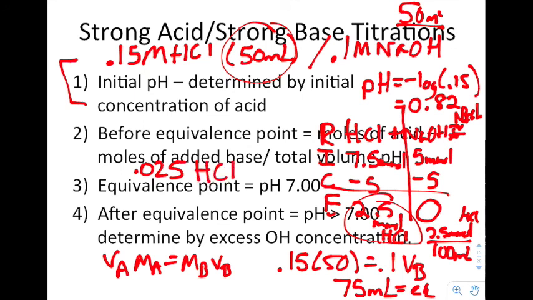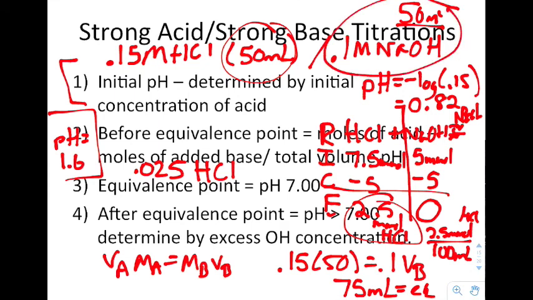Once you know this, now you can say this will dissociate completely. pH equals the negative log of that, so you'd say log of 0.025, and you would end up getting a 1.6 pH. So, even though I added 50 milliliters of 0.1 molar sodium hydroxide, the solution is still quite acidic. Now, at the equivalence point, the pH is always 7.